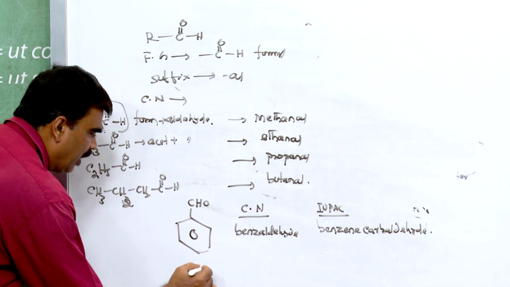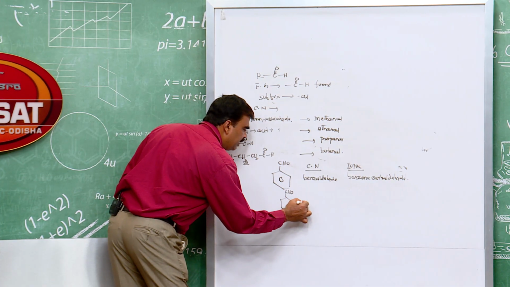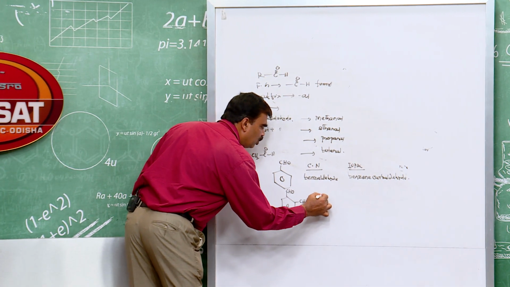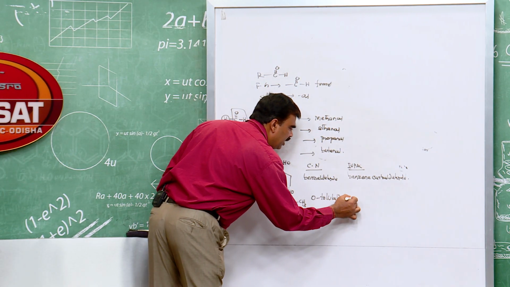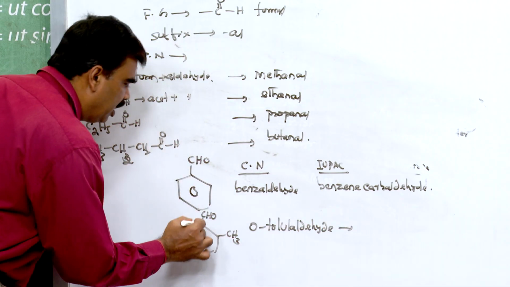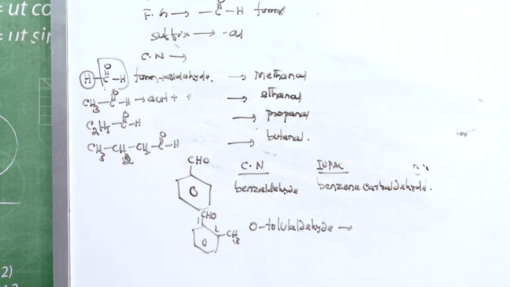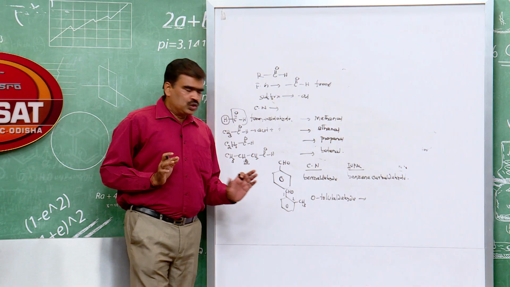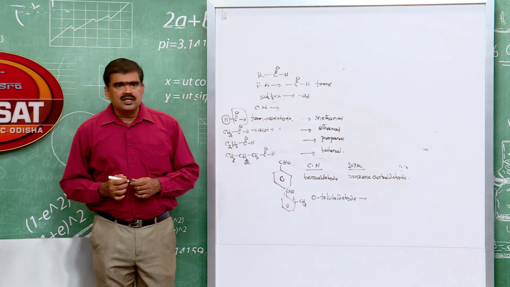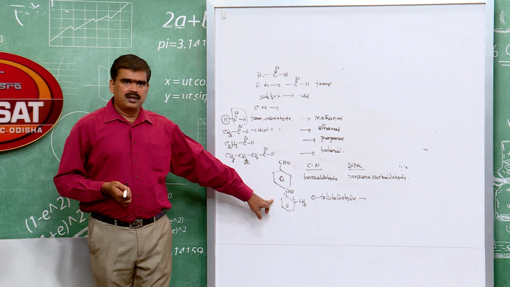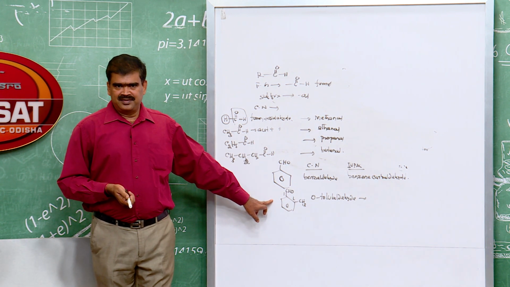Right? If you have a methyl group here, now you just name it. It is called orthotolualdehyde. Similarly, you can call it 2-methyl benzene carbaldehyde. Okay? So, will we do more nomenclatures hereafter? Get ready for doing more nomenclature.